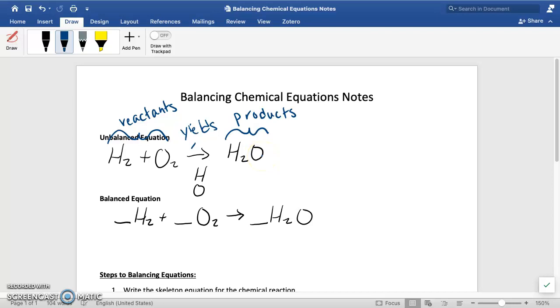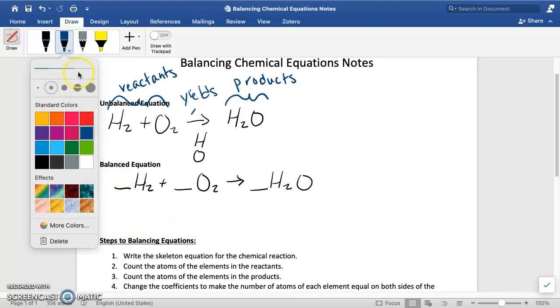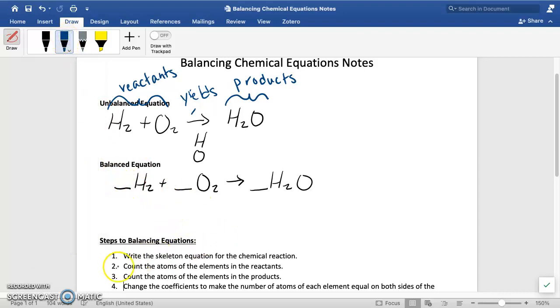If we look below here, I'm just going to scroll down a little bit, there are some steps to balancing an equation. Our first step is to write the skeleton equation for the chemical reaction, which I have right here and you have on your paper. Then we're going to count the atoms of the elements on the reactant side.